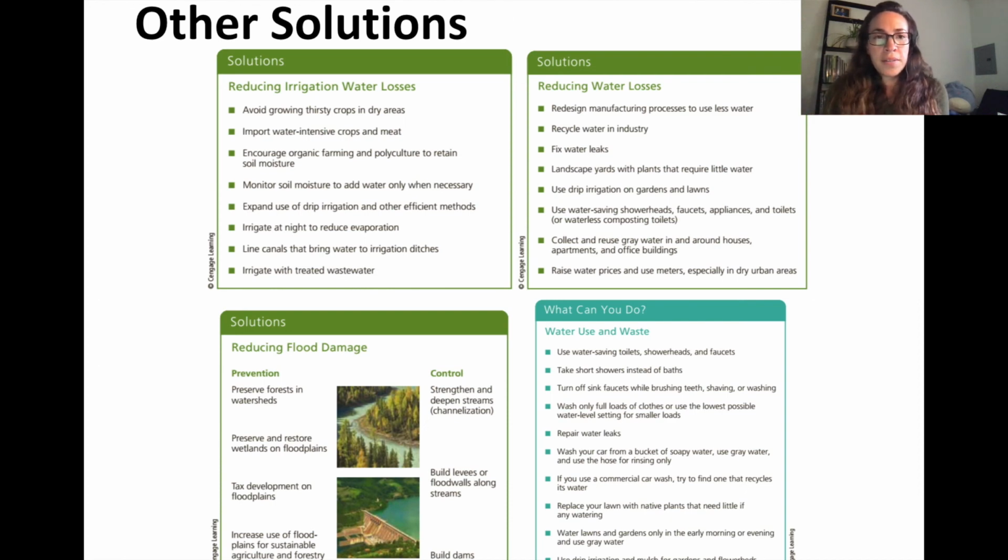Your textbook also lists a bunch of other awesome solutions. I want you to go ahead and give these a read, both for reducing irrigation water loss, for reducing general water loss in home usage, reducing flood damage, and then what we can do as individuals to reduce our wastewater. These are really good charts to look at and just read over and have a list in your notebook about things that we can do to reduce our impacts on water resources.